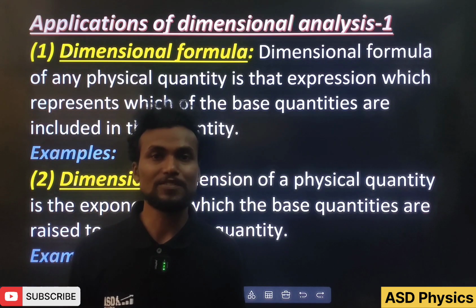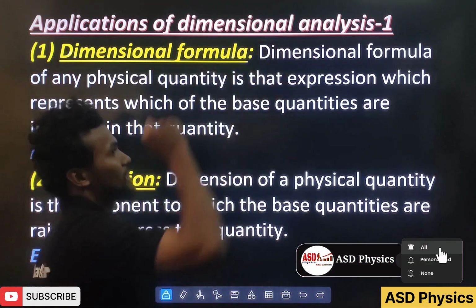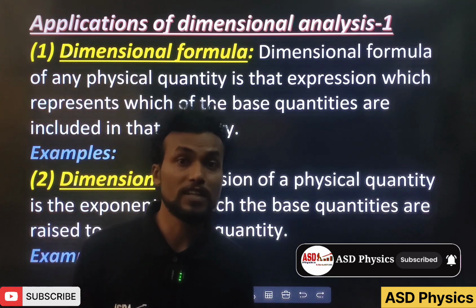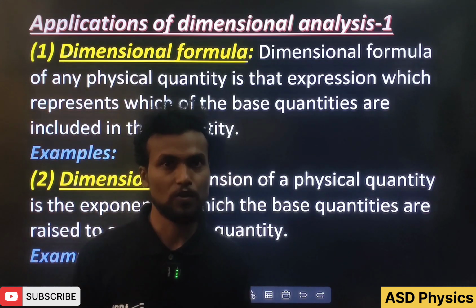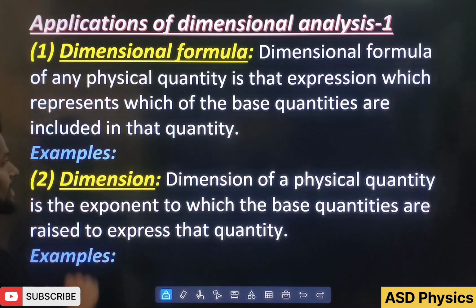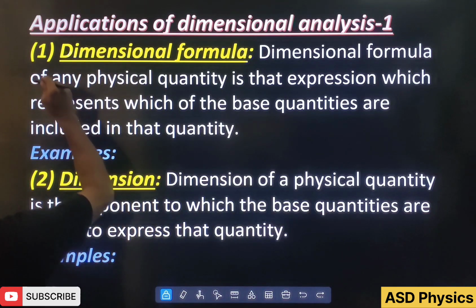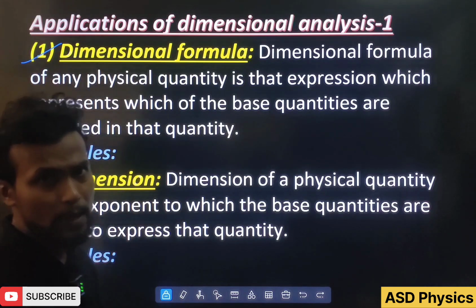So students, in this video we are going to learn the applications of dimensional analysis 1. That means here in this video we are going to learn two applications. Now students, let's see what the dimensional formula is and what the dimension is, then only we can understand the further applications. So let's see first, the dimensional formula.